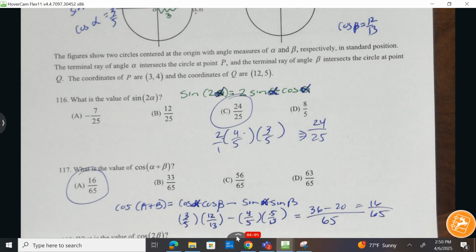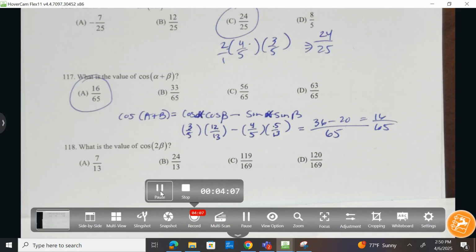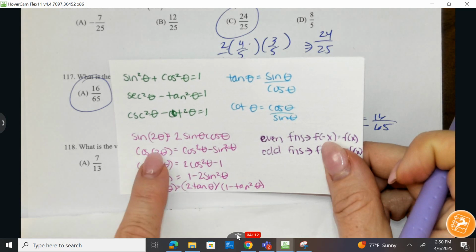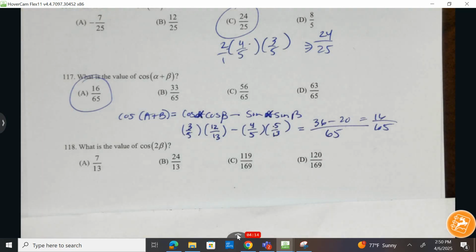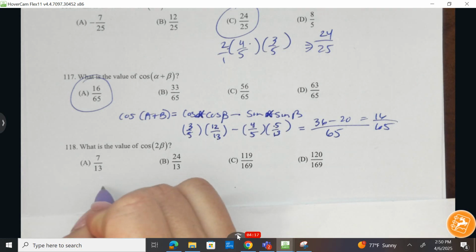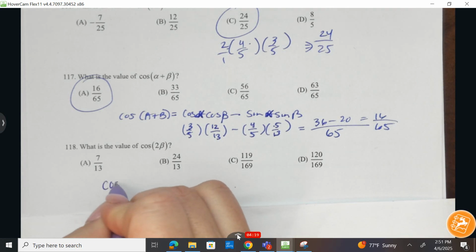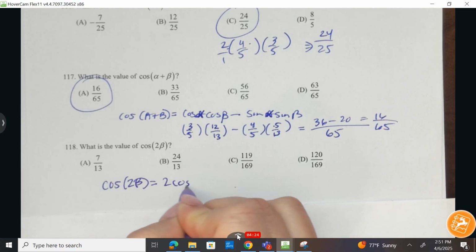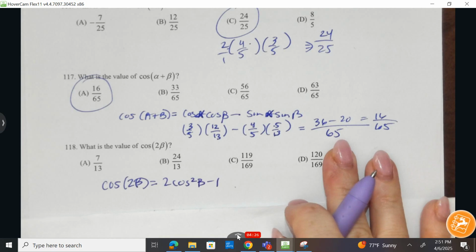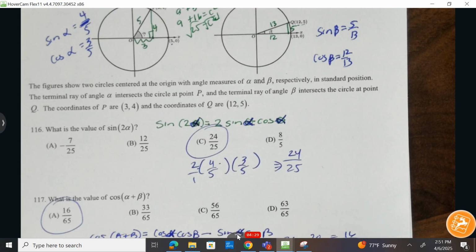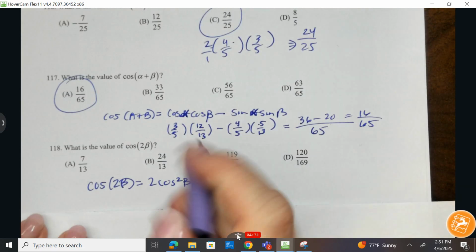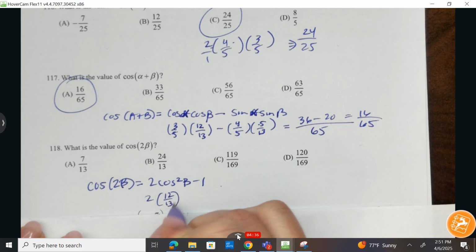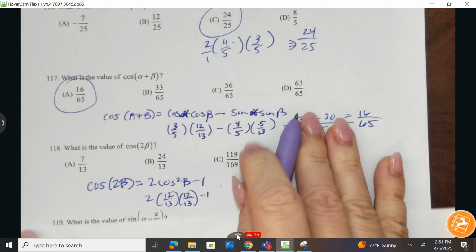Let's look now at 18. We have a possibility of using any one of these 3 double angle formulas for cosine. Really it's our choice what we choose to use. I kind of want to do the least amount of work, so I'm going to write down the cosine of 2 theta equals 2 cosine squared minus 1. Then I'm going to come up here and figure out what the cosine is. The cosine is 12 over 13. So I come back, and I need to write this down twice because we are squaring it.